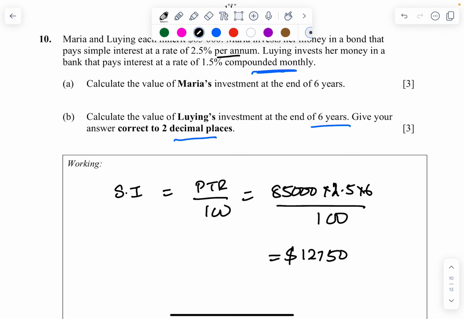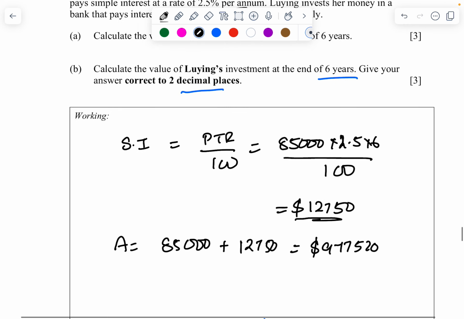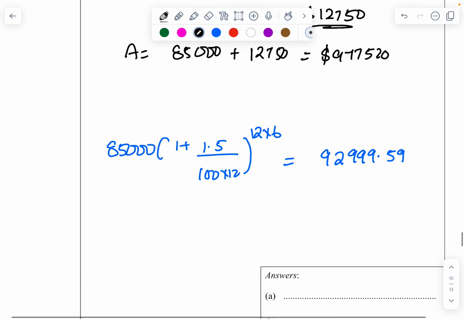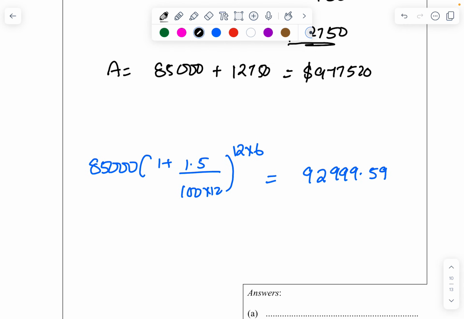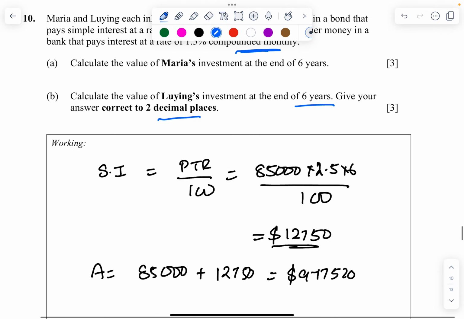But for Maria, what do you have to do? This is the interest, so we have to find the amount. Amount will be 85,000 plus 12,750, which is going to be 97,750. That's the amount Maria receives, whereas Louis receives 92,999.59.